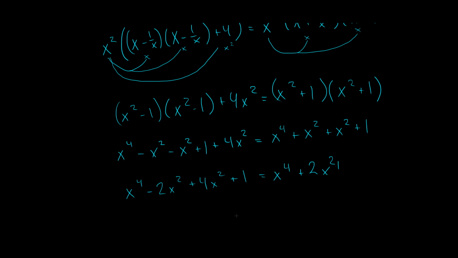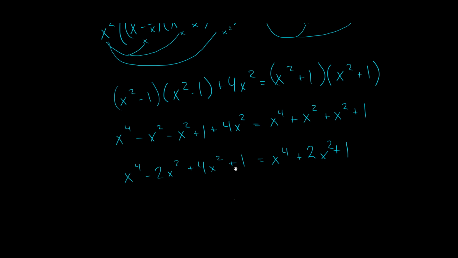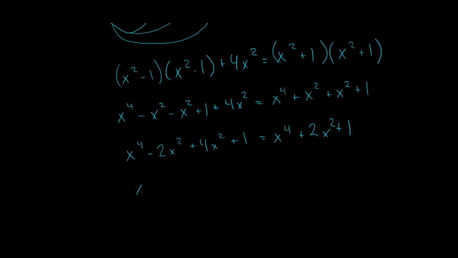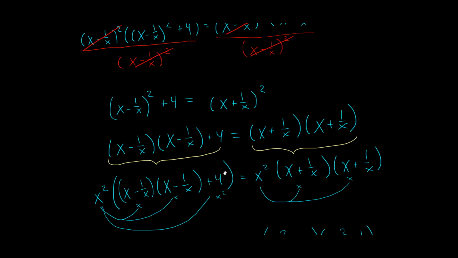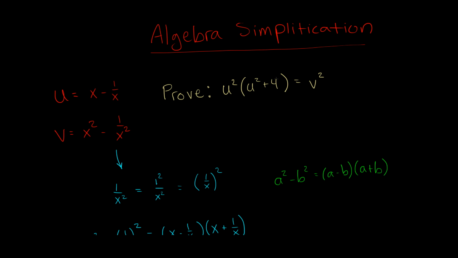So now we are going to combine these two terms. So minus 2x squared plus 4x squared, well, that's just going to give us positive 2x squared. So x to the 4th plus 2x squared plus 1. So now if we compare this side to this side, you can see that they're equal, and we just proved that this holds true.